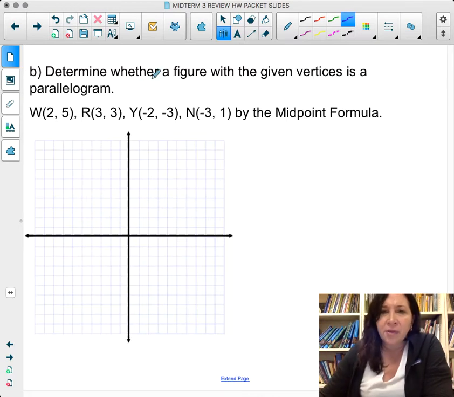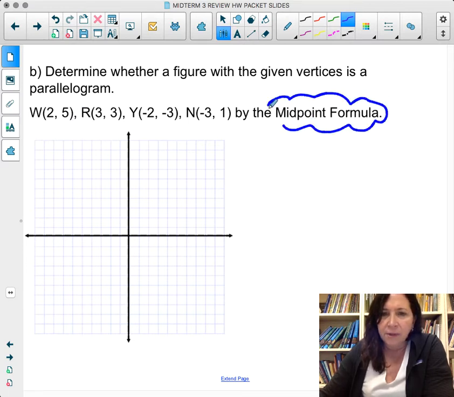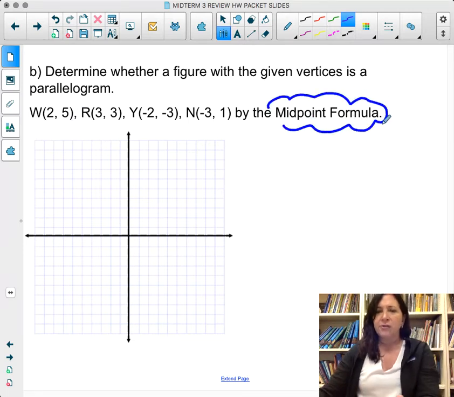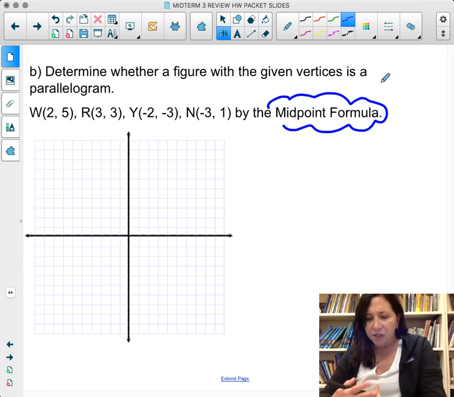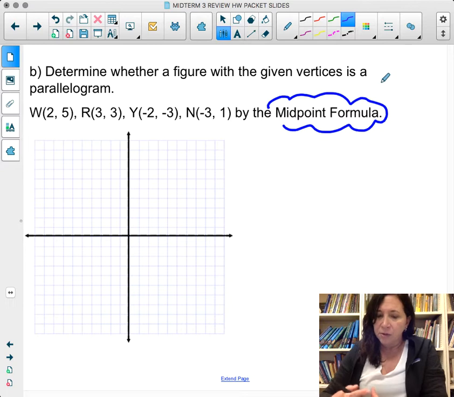Determine whether a figure with the given vertices is a parallelogram. So this is the second part of it, and they want you to use the midpoint formula. You're going to use the midpoint formula because the diagonals, if they bisect each other, which they're supposed to, need to have the same midpoint. So if they have the same midpoint, then it's a parallelogram.